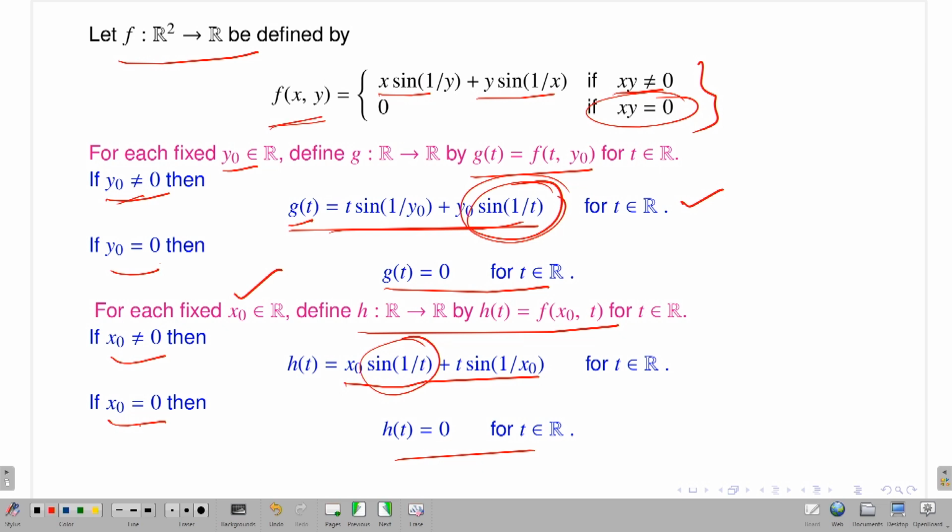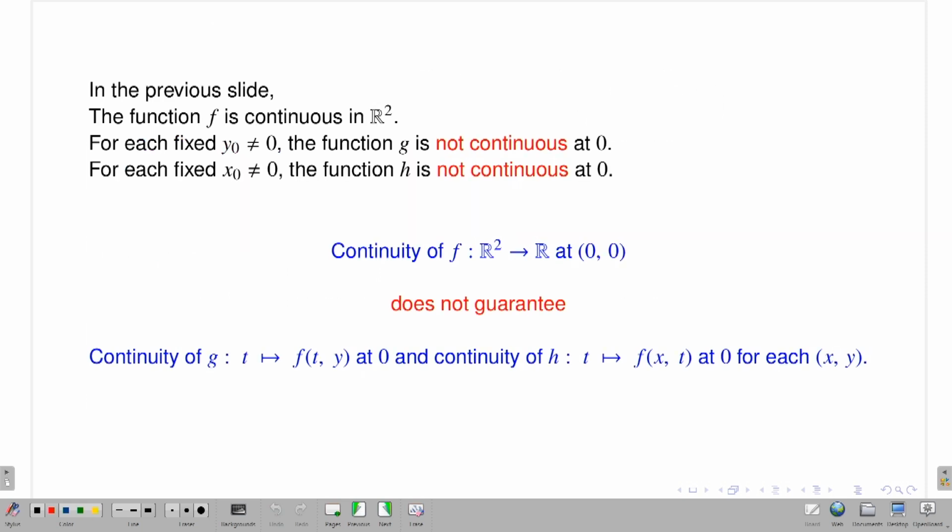So this function f is actually continuous at the point (0,0), but the functions g and h are not continuous. Let me see what I have written. In my previous slides, I have a function g which is continuous on R2, but if y naught is non-zero, it involves sin 1 by t, so it is not continuous at 0. If x naught is non-zero, it again involves sin 1 by t, so h is not continuous at (0,0). However, the function f is continuous in R2.